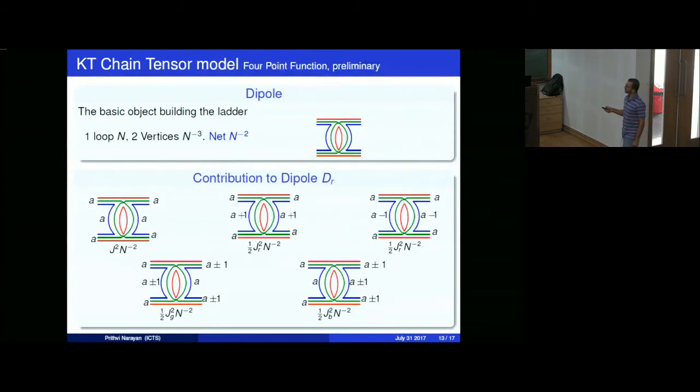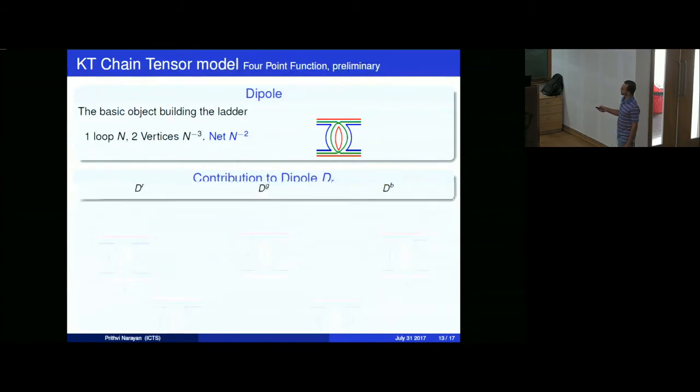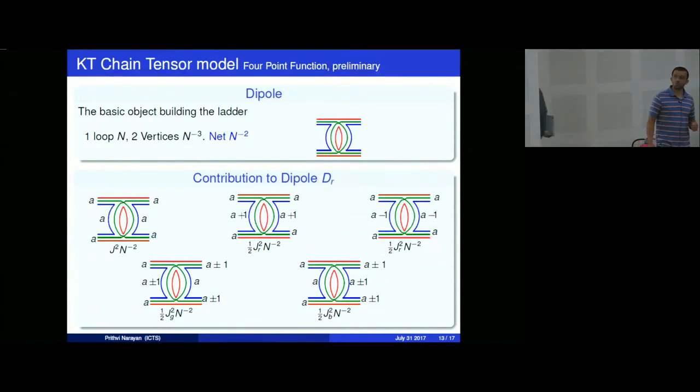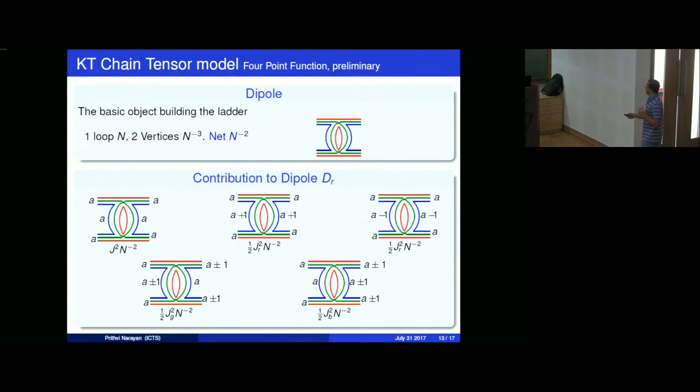One can do a simple n counting. So let me just go back. Okay, here. One can do a simple n counting, and you can see that there is one loop here. This is just the red loop, but there are two vertices, so that gives me 1 by n cube. So the net power of n is 1 by n squared. So the dipole scales like 1 by n squared.